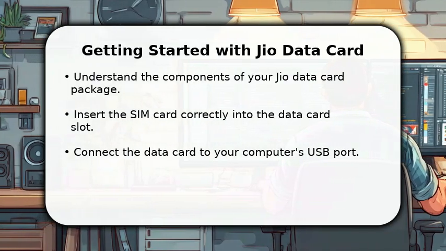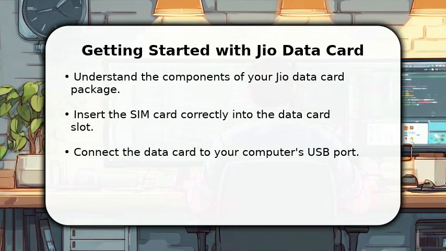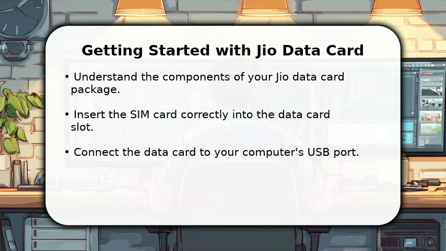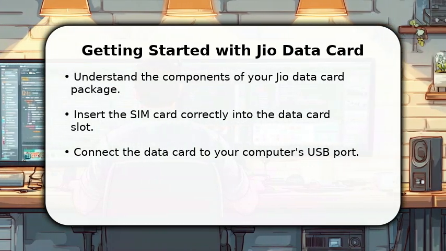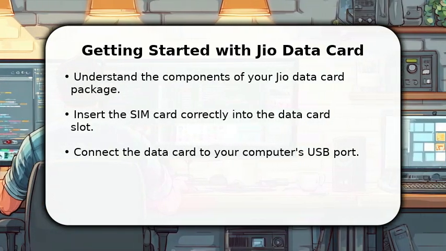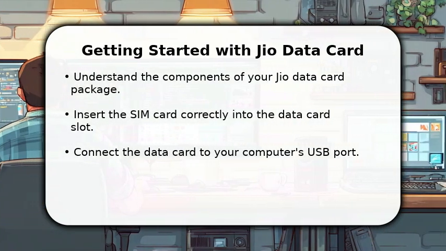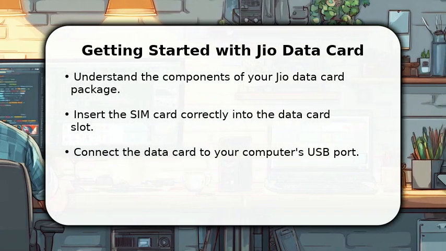First, unbox your geodata card and identify all its components, including the device and the SIM card. Next, carefully insert the GeoSIM card into the designated slot on the data card. Finally, plug the data card into an available USB port on your laptop or desktop computer. This ensures the device is powered and ready for the next steps.